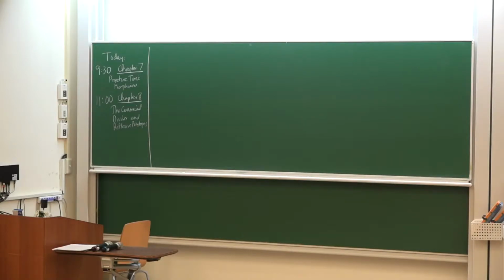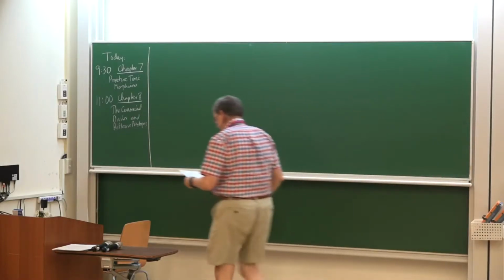Nice. And then chapter 8, we'll talk about the canonical divisor of a toric variety, and in particular talk about the nice case where that divisor is a Cartier divisor, and that's going to lead to the notion of a reflexive polytope. So that's sort of the plan for today.